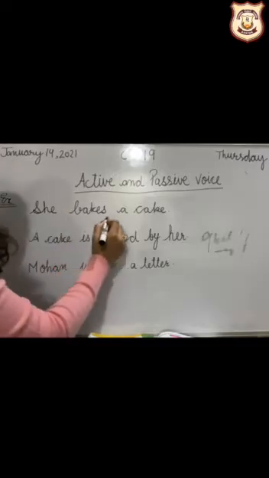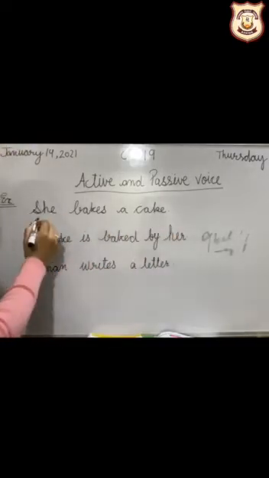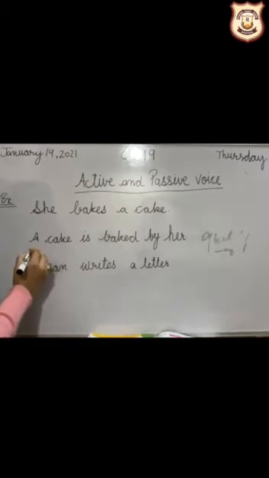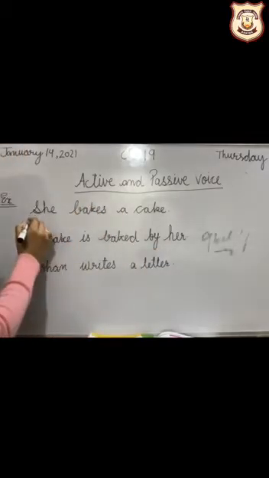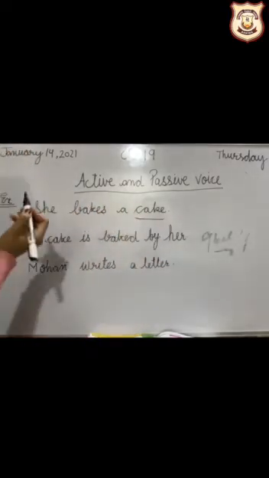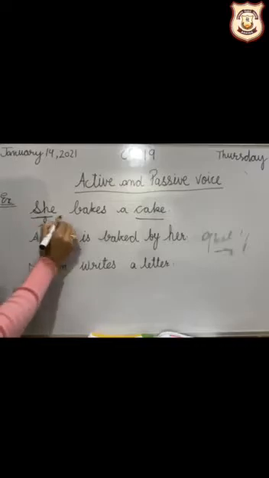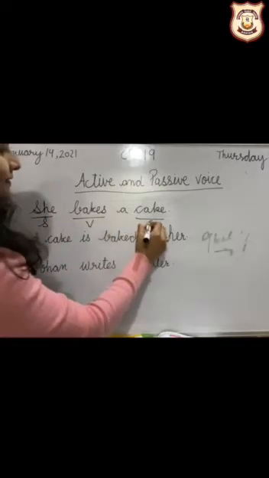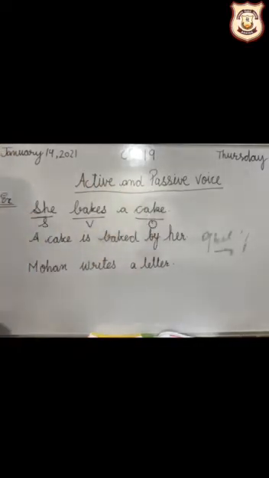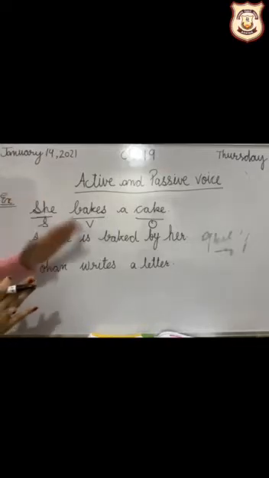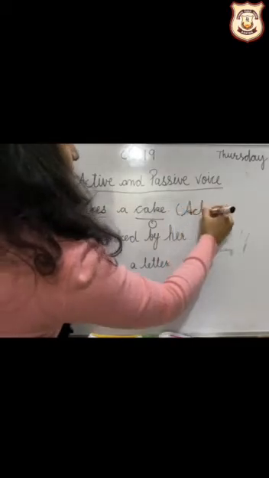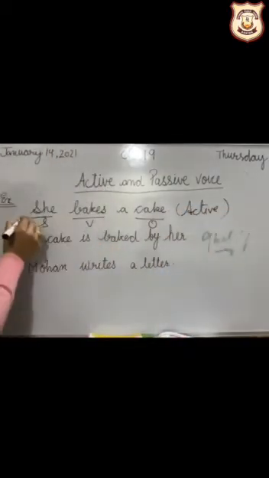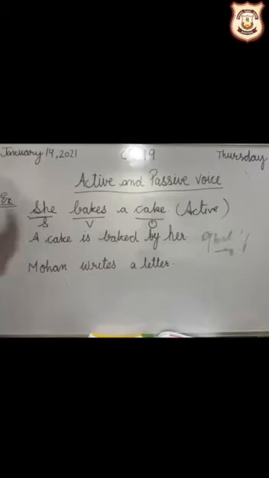She bakes a cake. And now see another sentence: A cake is baked by her. She bakes a cake. So this is the subject here, this is the verb and this is the object. Now what have I done? I have converted this sentence into active voice. Here the subject is actively doing the work.